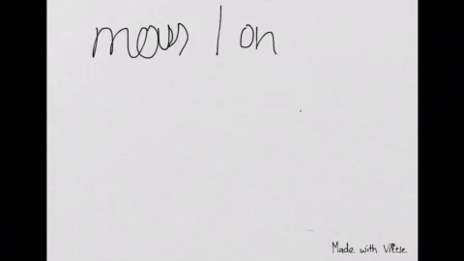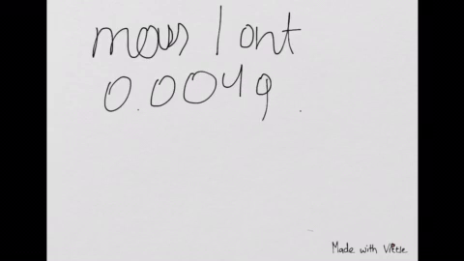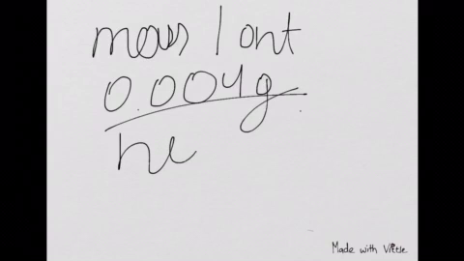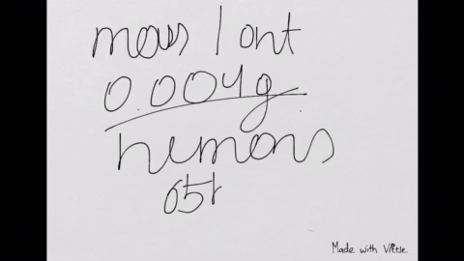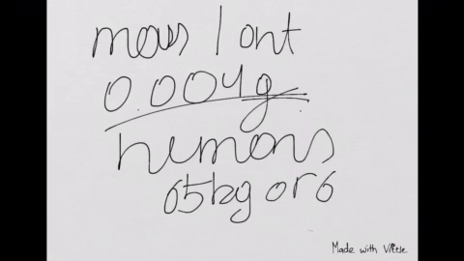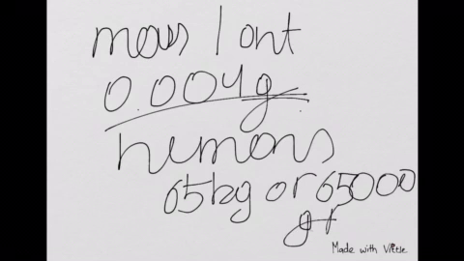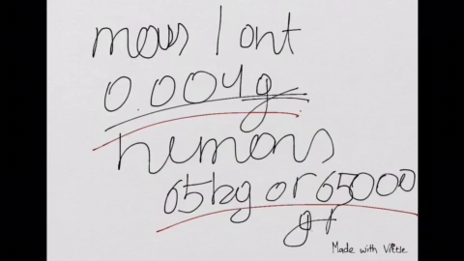First, mass numbers. We got the mass for one eeny weeny ant, which is 0.004 grams. Next, the human sits around 65 kilograms, or you can turn it into grams, and it will be 65,000 grams. Now we all have those mass numbers under one same unit, grams.